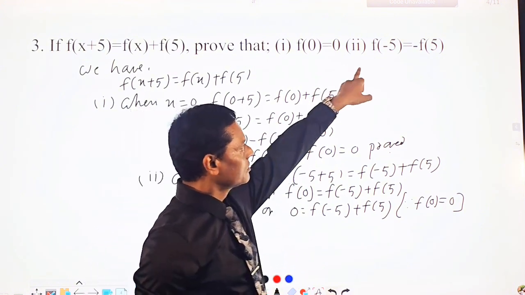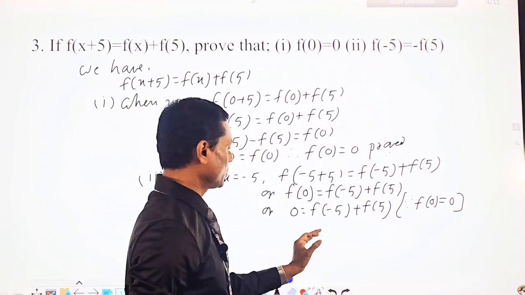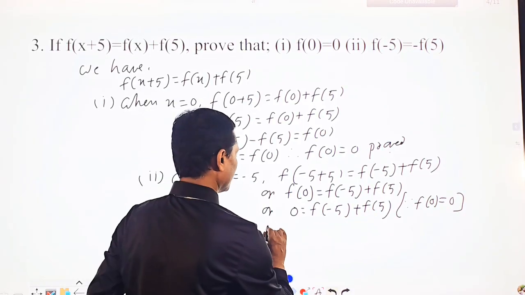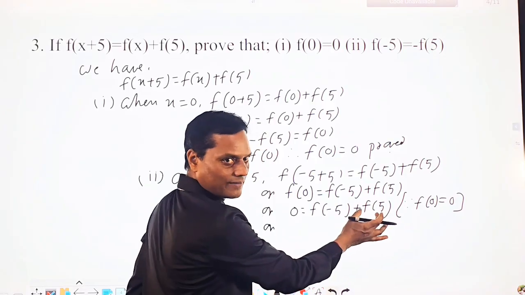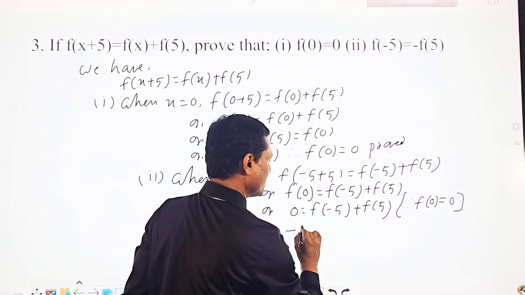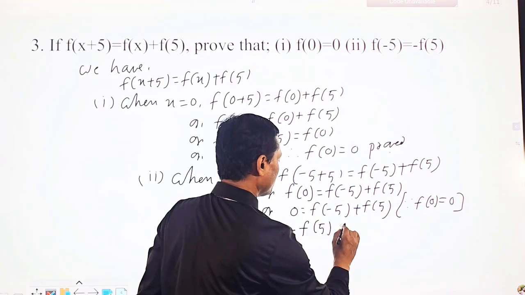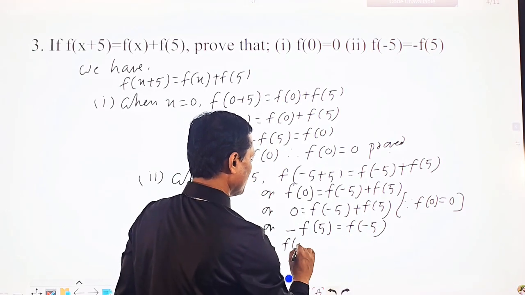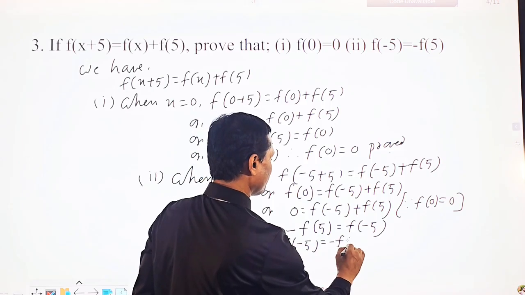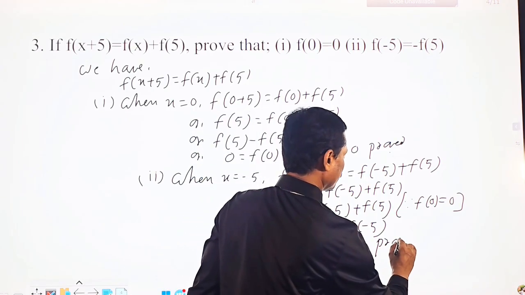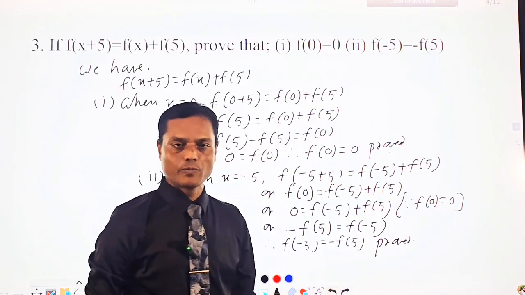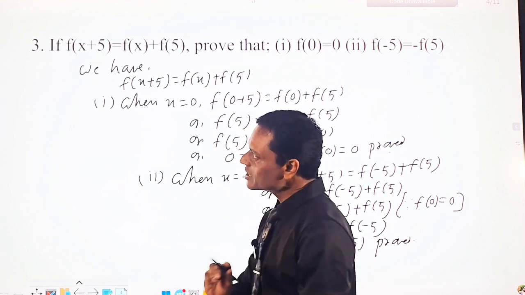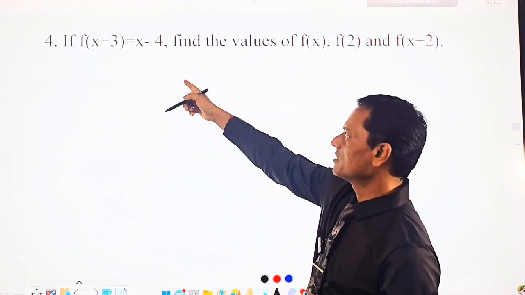According to the question, f(-5) is at the left hand side. So we write f(-5), and f(5) is at the other side. So we are going to take f(5) to the left hand side and the sign changes. So we have minus f(5) equals f(-5). Therefore, f(-5) equals minus f(5), and that's proved. It's a very important question.